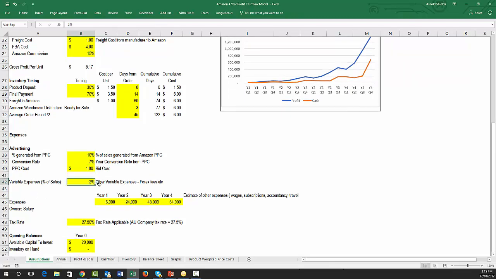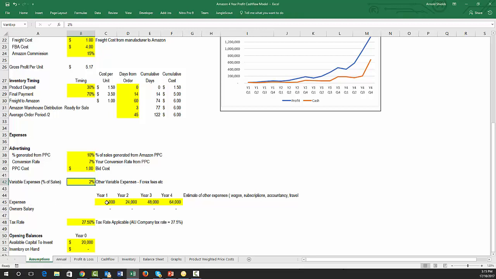We've also got in here some variable expenses. Now, I've got these here at 2%, but these are for expenses that will increase with the level of sales. So things like Forex fees or sales tax, GST, VAT. It could be other expenses that you've got in place that move at the same level as sales.